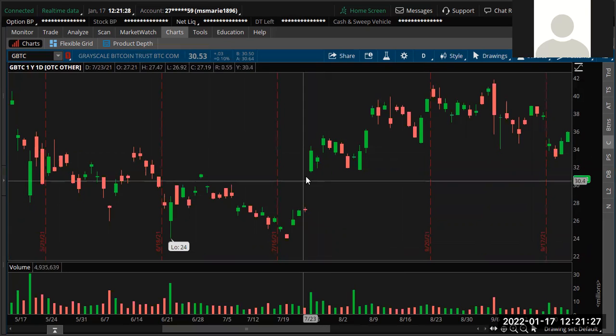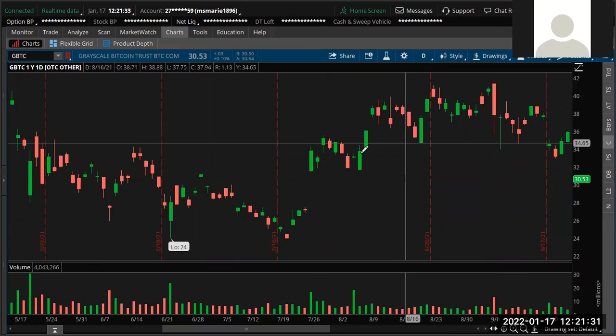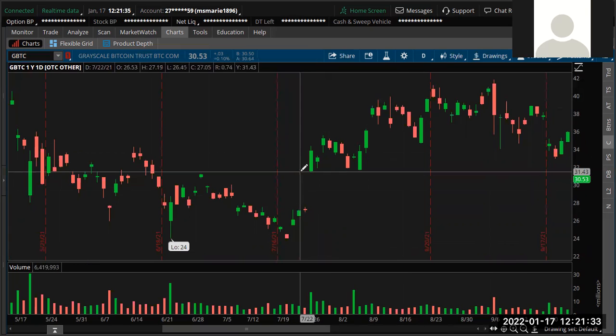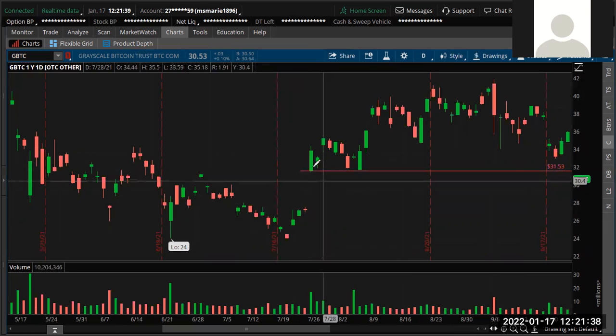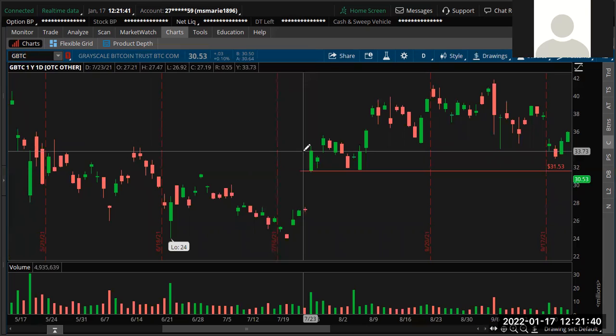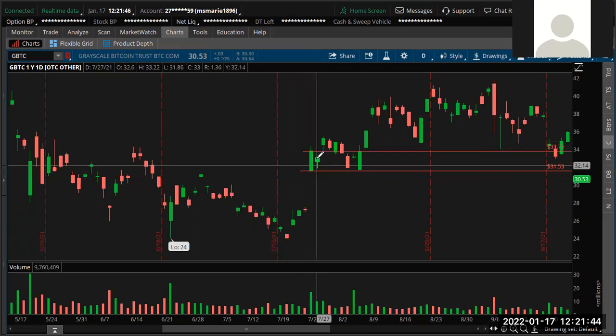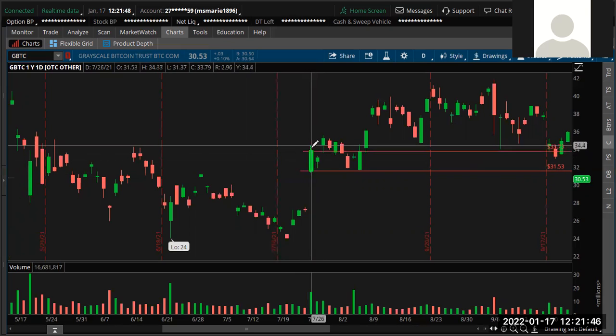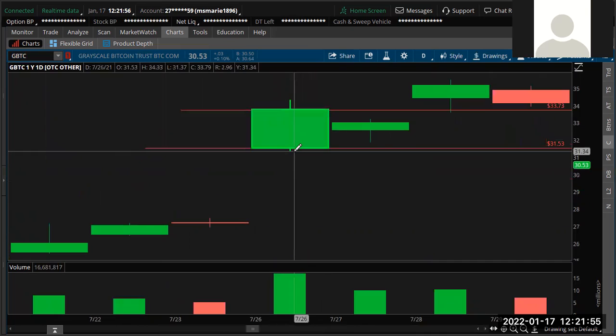Green candles mean that this level right here is where the market opened. This area right here is where the market closed. We're just looking at this candle right here. The wick at the top says how far the price went up for that day. And the wick at the bottom, if you can see it, tells how far the price went down that day.